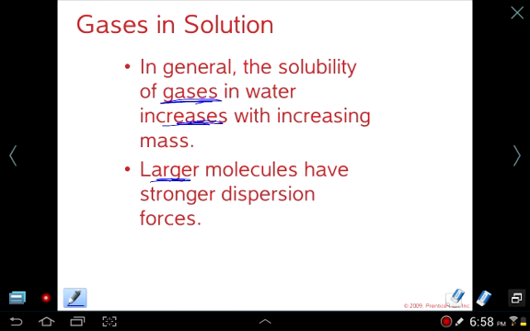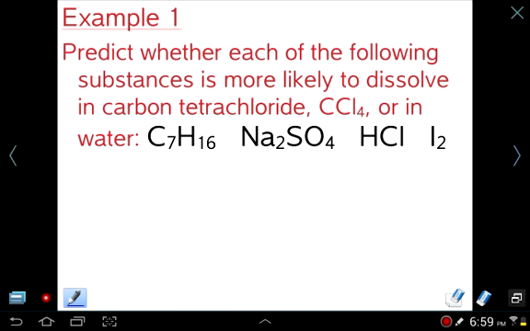And you probably know that gases do dissolve in water. Really, any solution of water, even if it's sitting on your tabletop, has a bunch of oxygen dissolved in it already. In fact, that's how a fish can survive in water, is because of dissolved oxygen. So we can do an example problem. Predict whether each of the following substances is most likely to dissolve in carbon tetrachloride, carbon tet as we call it in the business, or in water.